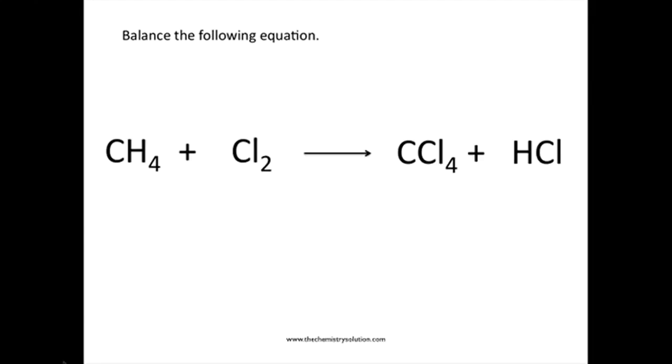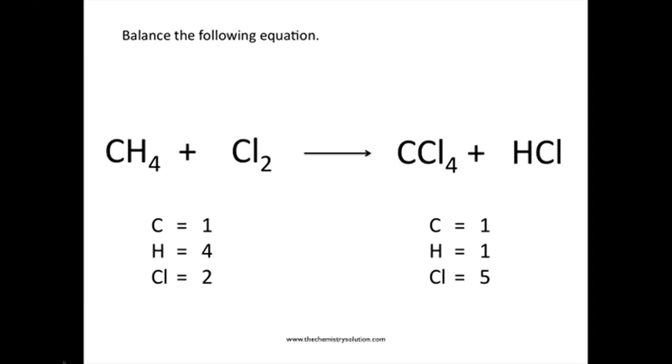Before we start, we're going to want to take an inventory of how many of each type of atom are on each side of our reaction arrow. So on the reactant side, we have 1 carbon atom, 4 hydrogen atoms, and 2 chlorine atoms. On the product side of our chemical equation, we have 1 carbon atom, 1 hydrogen atom, and 5 chlorine atoms.